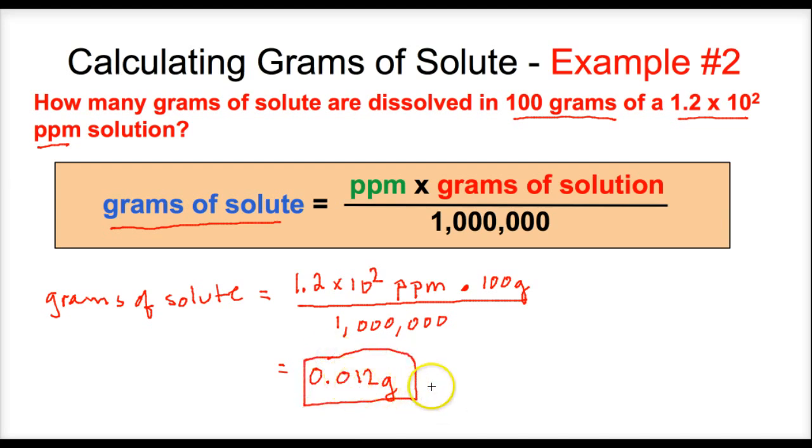So a very small amount of solute has been dissolved. This is a very, very small mass. Okay, so a very small amount of solute has been dissolved in this 100 grams of solution to give this concentration of 1.2 times 10 to the second parts per million. Let's take a look at our third and final example.